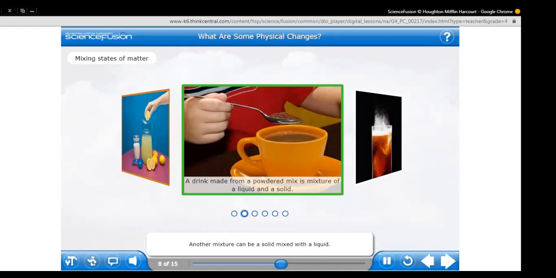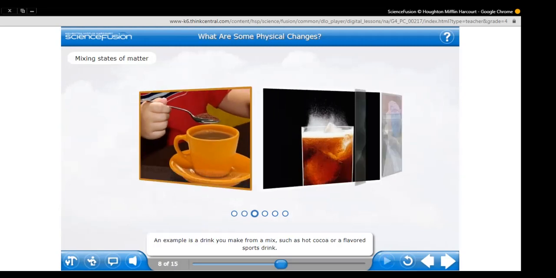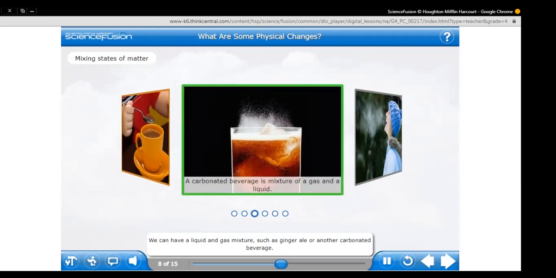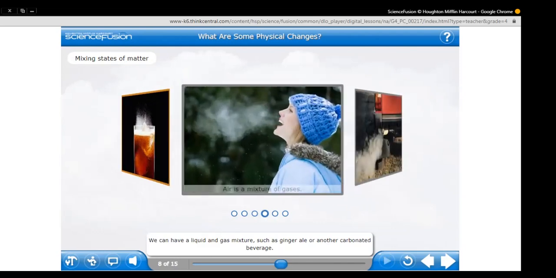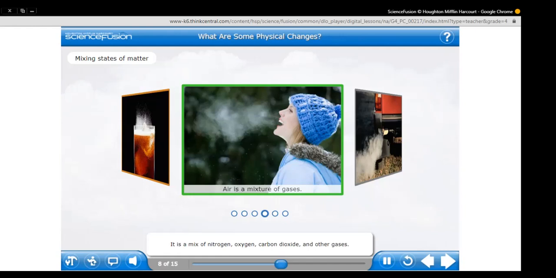Listen again. Another mixture can be a solid mixed with a liquid. An example is a drink you make from a mix, such as hot cocoa or a flavored sports drink. We can have a liquid and gas mixture, such as ginger ale or another carbonated beverage. So these are items and examples for mixtures. Mixtures can be made from two or more gases. A common example is the air we breathe. It is a mix of nitrogen, oxygen, carbon dioxide, and other gases.